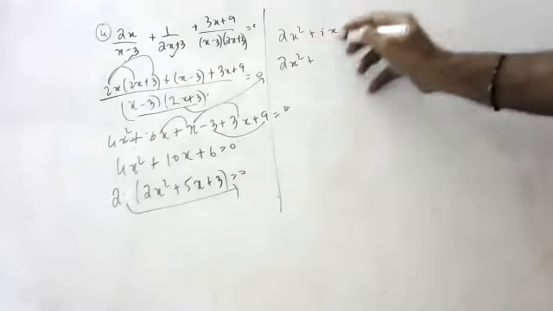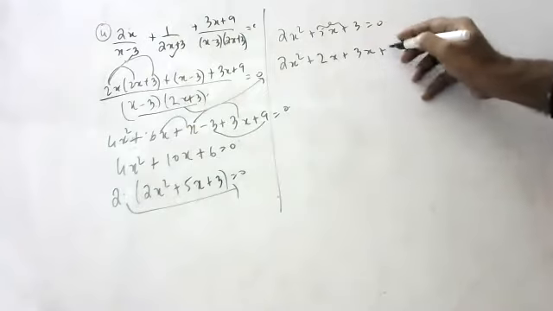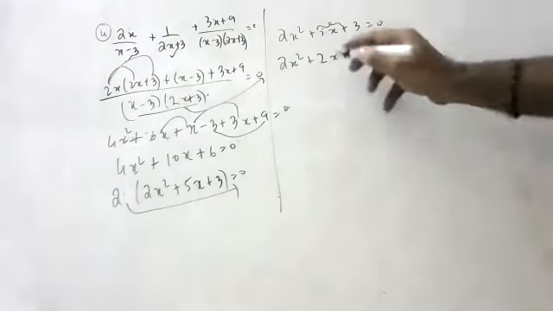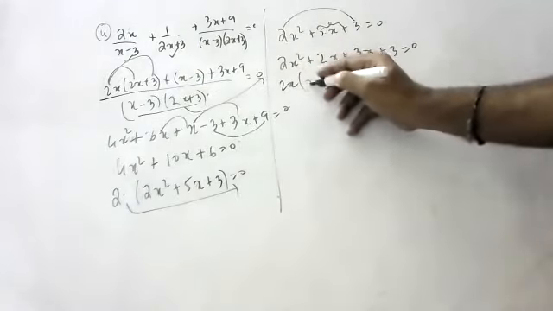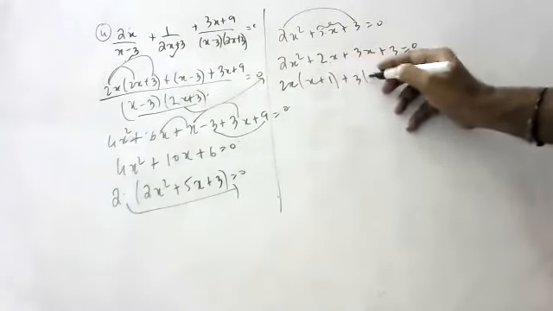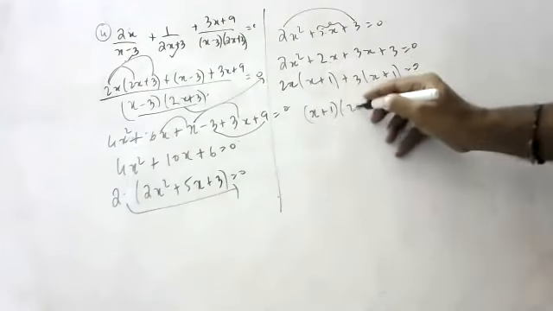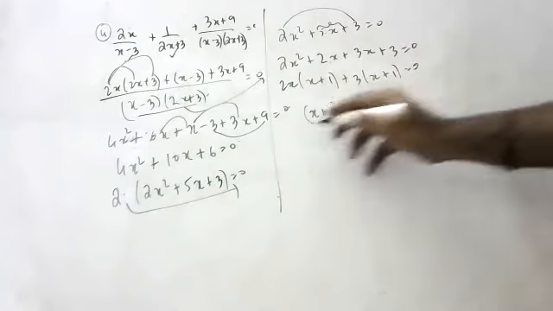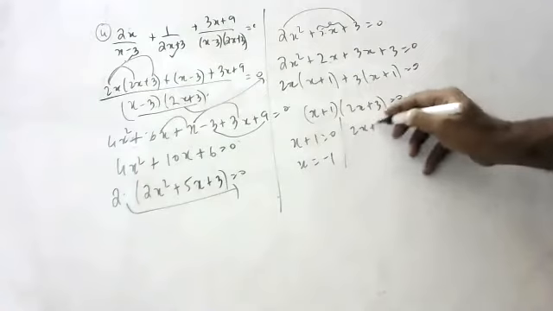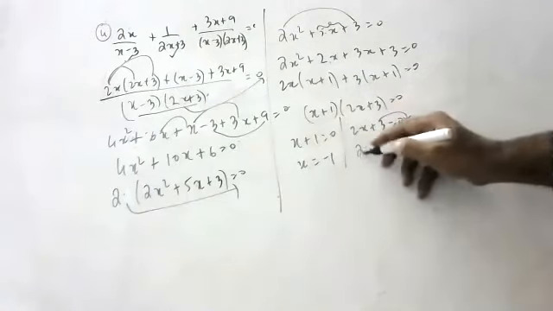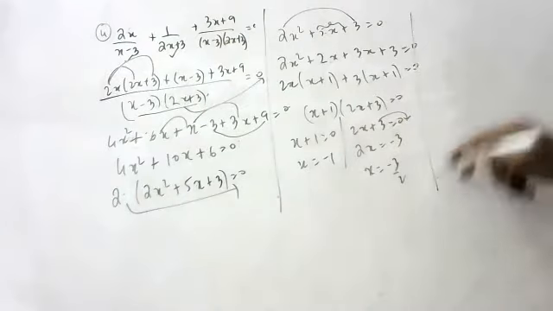2x square plus, children, what will we take? 3x, 2x. 2x plus 3x plus 3 is equal to 0 because 2 plus 3 is 5. 2 3s are 6. Take 2 common, children. 2x common. So x plus 1 and 3 we take common. X plus 1, x plus 1 common. 2x plus 3 is equal to 0. X is minus 1 or x is minus 3 by 2. 2x plus 3 is equal to 0. This goes here. 2x is equal to minus 3. X is equal to minus 3 by 2, children.